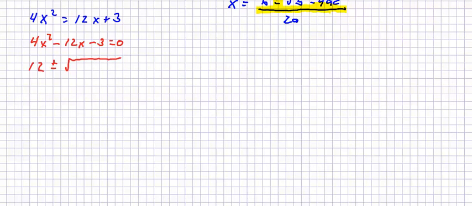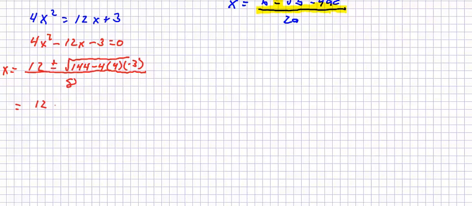So now we end up with 12, the opposite of b, plus or minus square root of b squared. 12 squared is 144. Minus 4 times 4 times negative 3, all over 2 times 4 is 8. And this is equal to x.